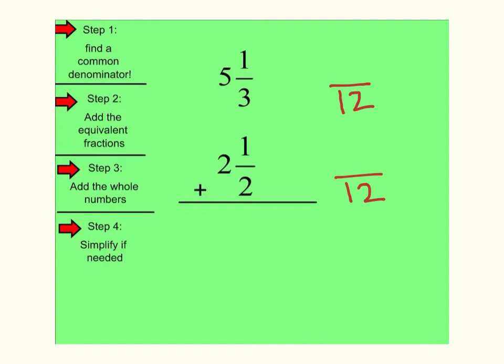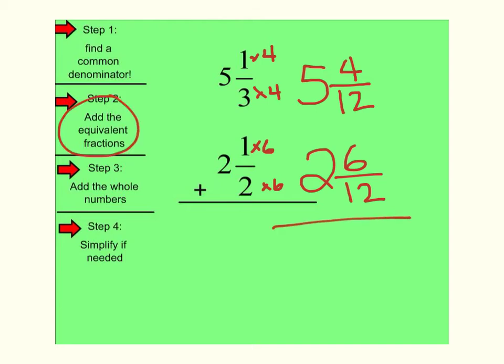So to get from 3 to 12, I have to multiply times 4. What I do on the bottom, I have to do on the top. And then the same thing applies. I still bring over my whole number. So now I have 5 4/12. So then if I have 2 1/2, in order to get to 12, I have to do times 6. So what I do on the bottom, I have to do on the top. So I would have 2 6/12. So then I have to add my equivalent fractions. So if I'm adding them up, 4 plus 6 is 10, and then my denominator stays the same. Then I need to add my whole numbers, so I would have 7 10/12.